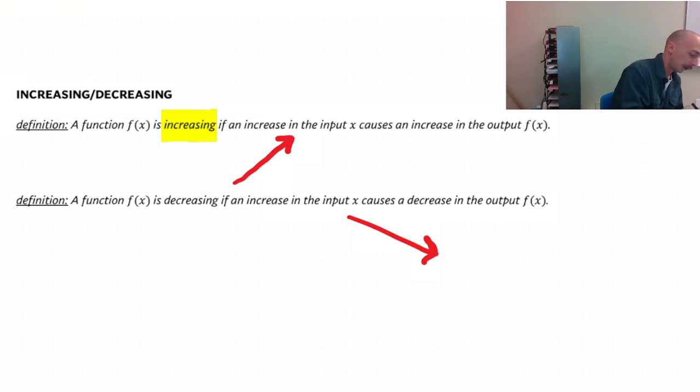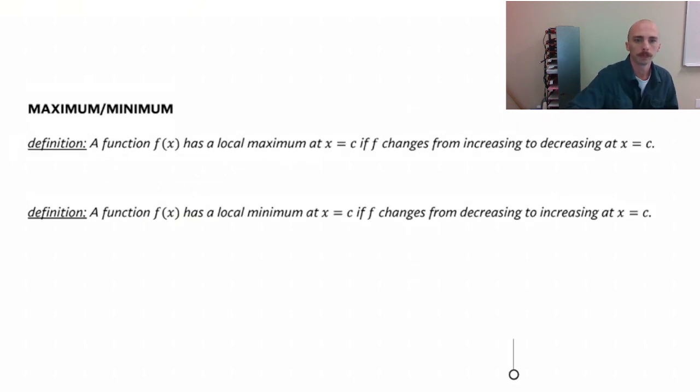So just to recap, increasing is as I move left to right, the graph goes up. Decreasing is as I move left to right, the graph goes down. All right, now let's talk about a maximum and a minimum.